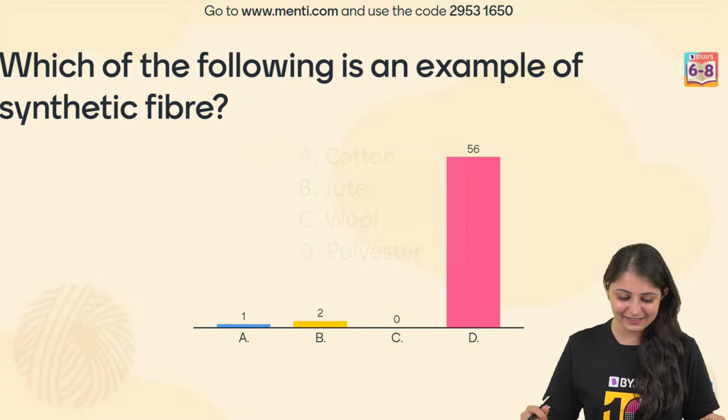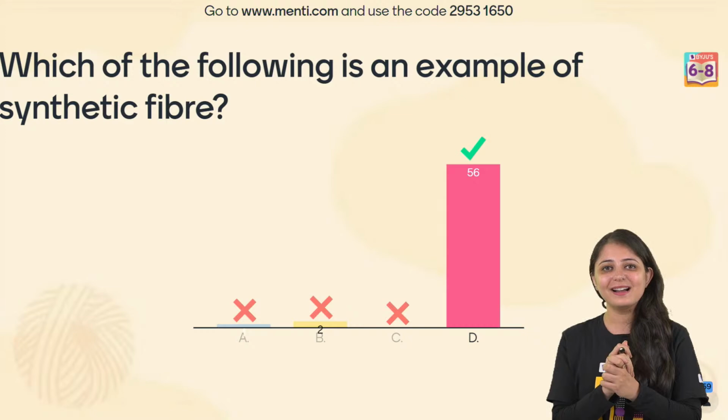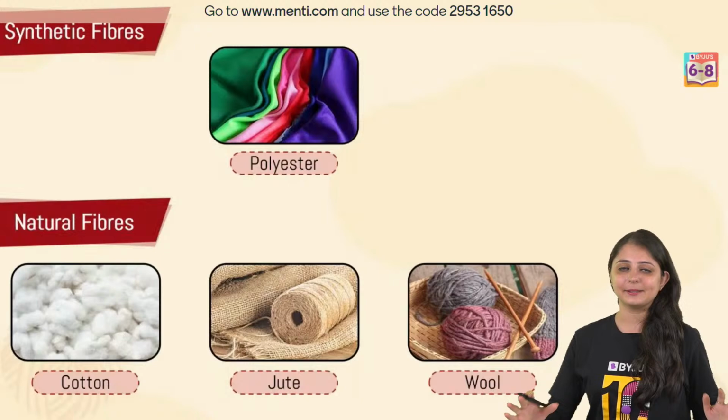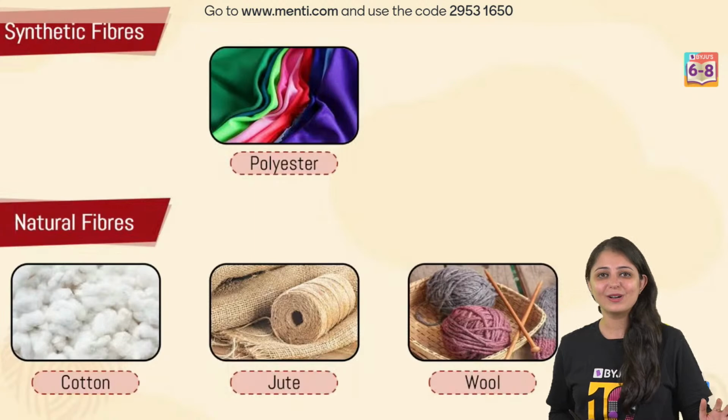Let's see. How many of you got this one right? Hey, 56 of you got this one right. Awesome, it's a great start. Question number one, you have nailed it. Awesome, guys. Get going like this only. See, when we talk about synthetic fibers, what do we mean? They are man-made fibers. Unhe chemicals ki help se humne lab mein banaya hai. Right? So, the example was polyester. Baki sare are natural fibers, isn't it?